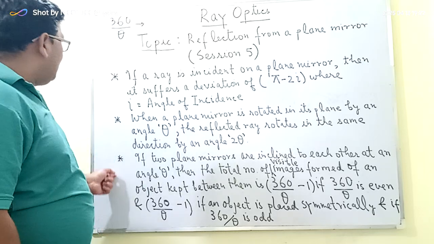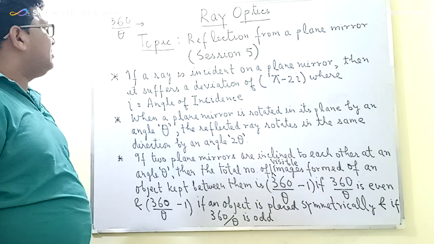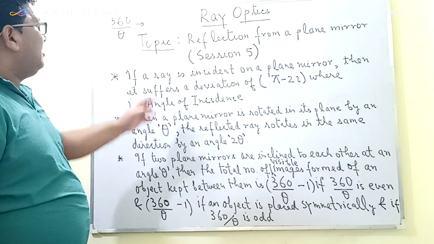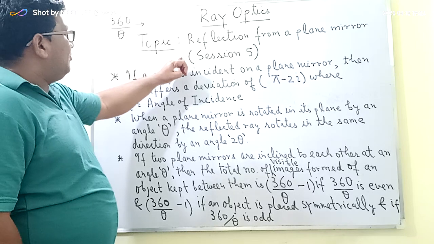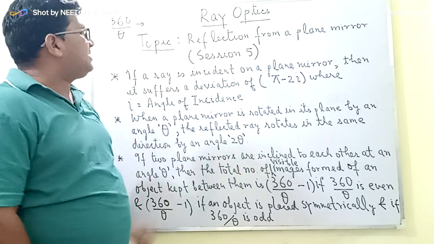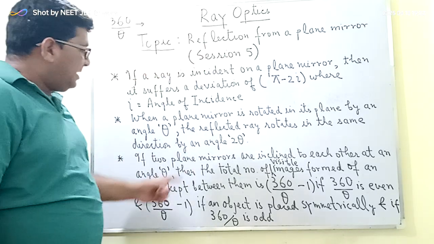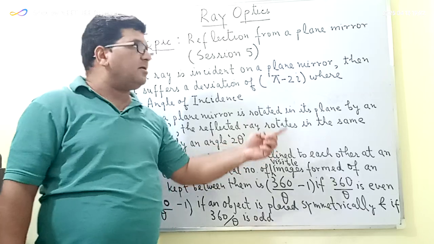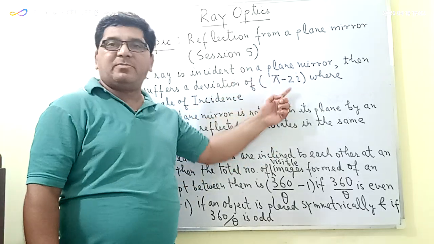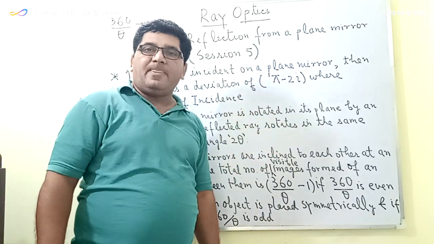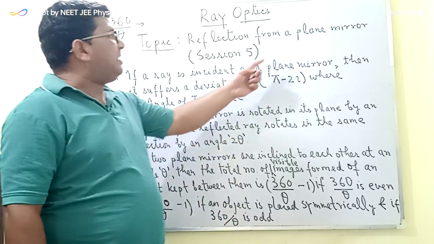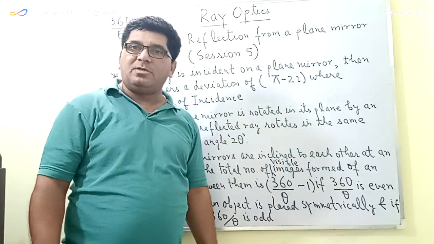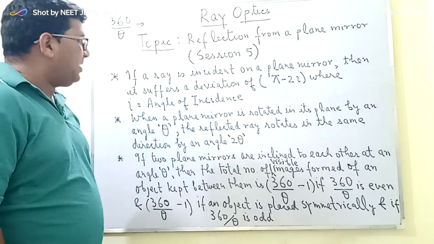So these are the 3 important points with reference to this topic, that is reflection from a plane mirror. And the fourth important point is that the radius of curvature of the plane mirror is infinity. So the focal length of the plane mirror will also be equal to infinity. So that is the fourth point.